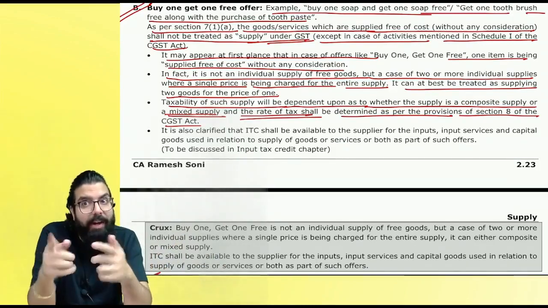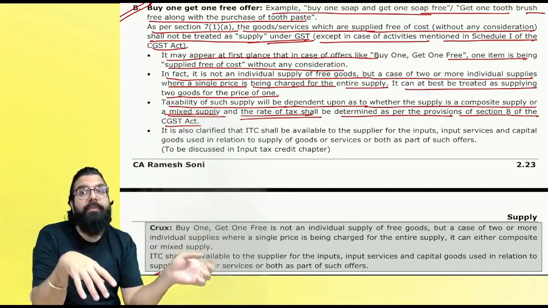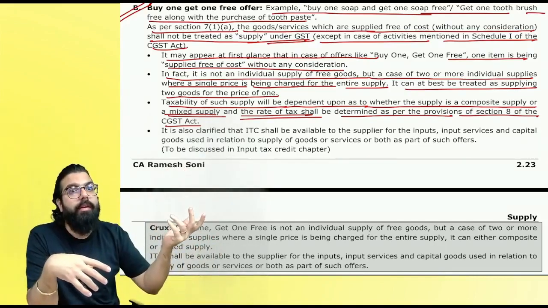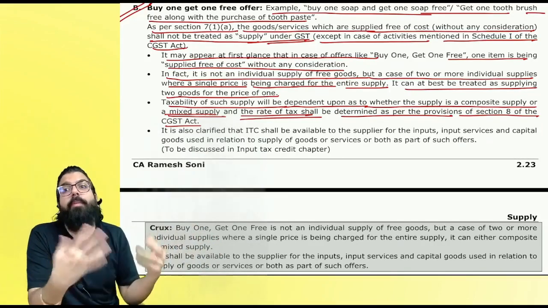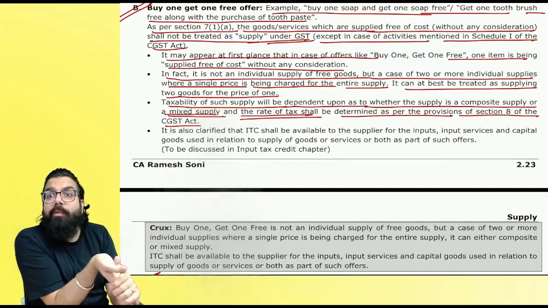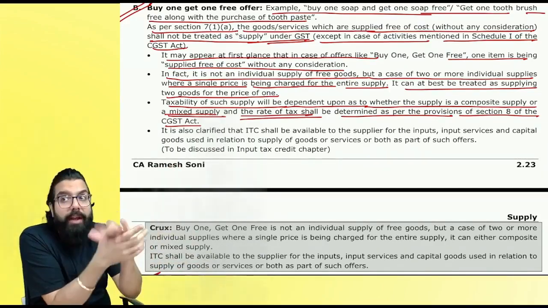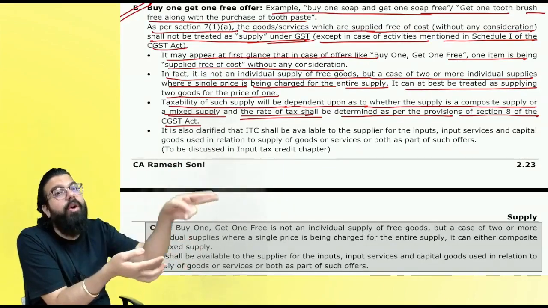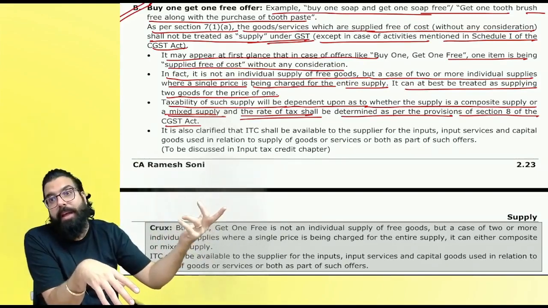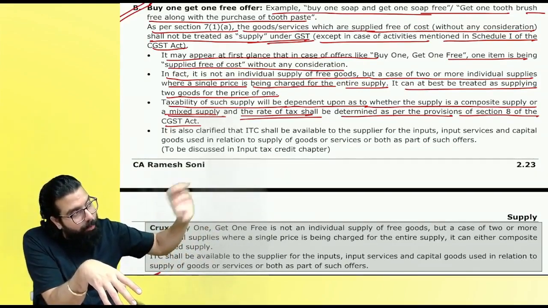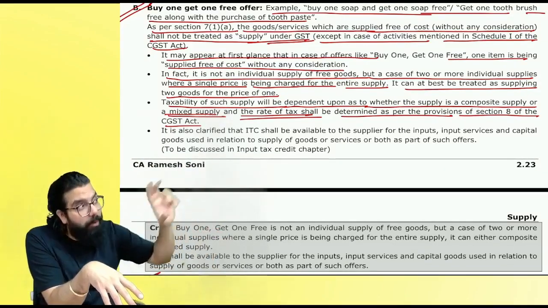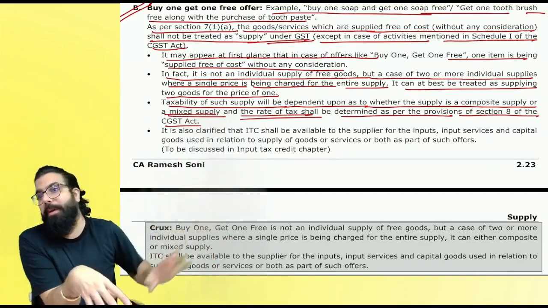So taxability will depend upon what is given free. If what is given free makes it a composite supply, then it's a composite supply. If what is given free makes it a mixed supply, then it will be called a mixed supply. What is a mixed supply? Two individual supplies supplied for a single price. But what if they tell you buy a mobile phone and you get the charger free? Is the charger actually free or is it a composite supply? It's a composite supply. So if it's a composite supply, the rate will be that of the principal supply. But if it is buy one soap, get one soap free, then what is it? Mixed supply. Can I go ahead, everyone?